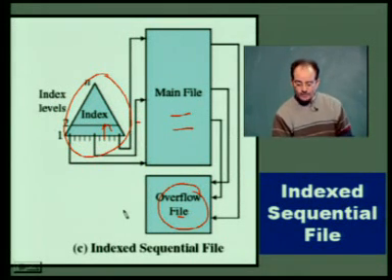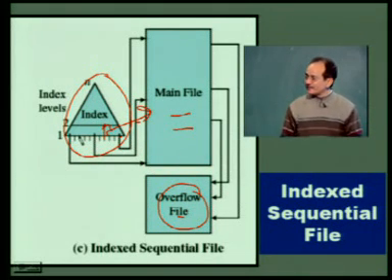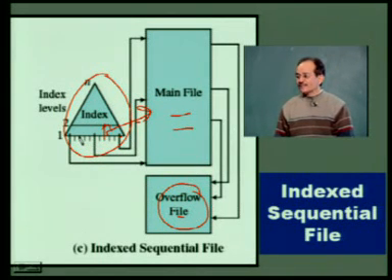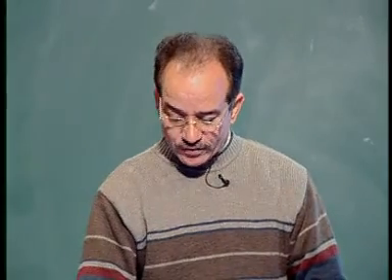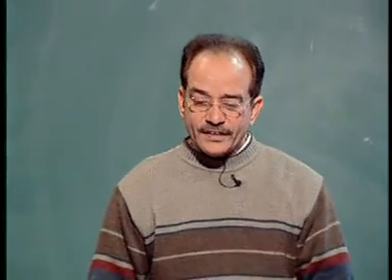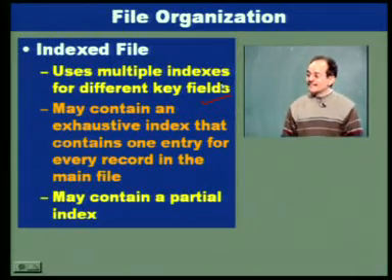The same is true with the read. Let us say my index points out that my record is in this particular main file. If it is not in the main file, I look into the overflow area and find out whether my record is there or not. So, this is what we call index sequential files, or it can have multiple indexes for different key fields also. That is another very interesting characteristic.